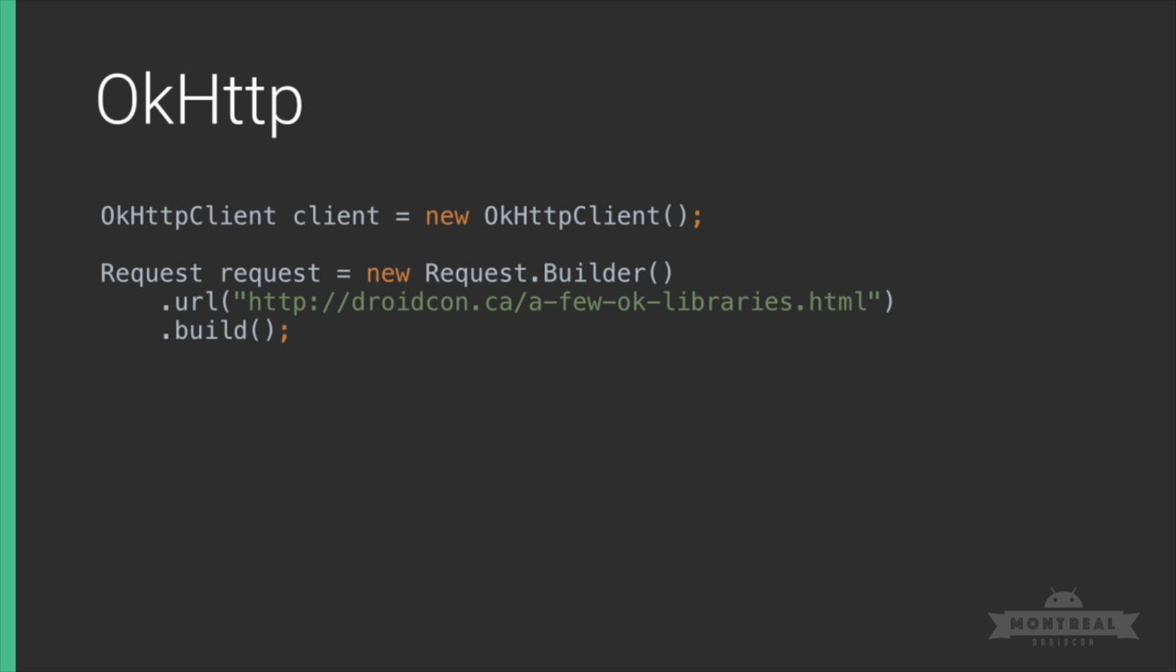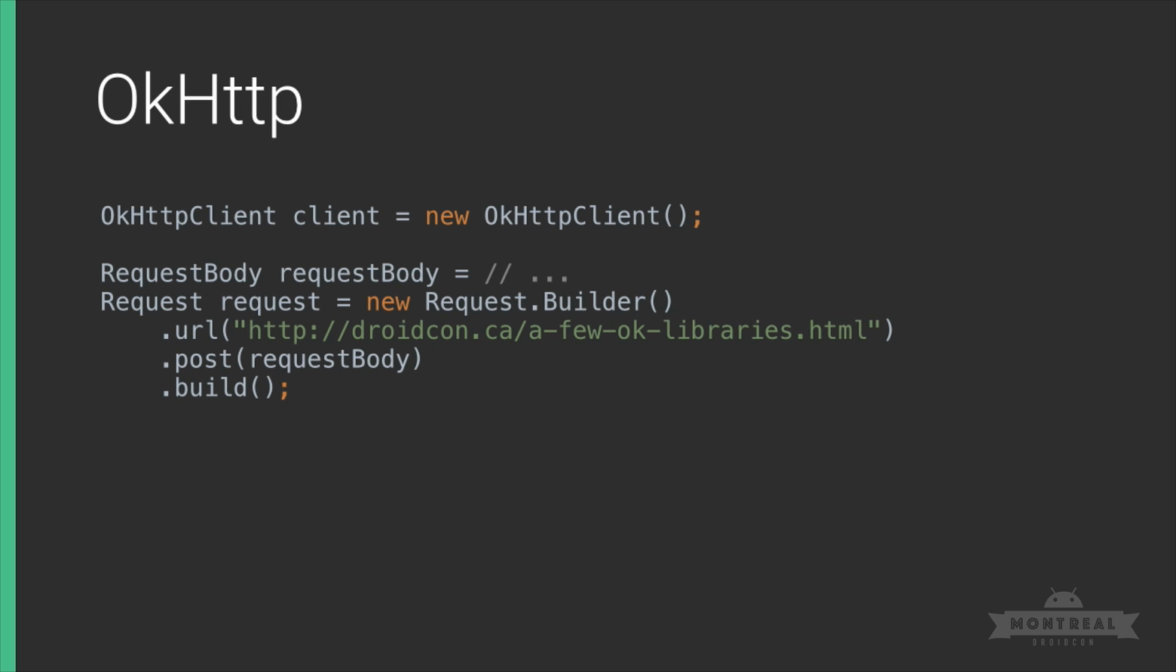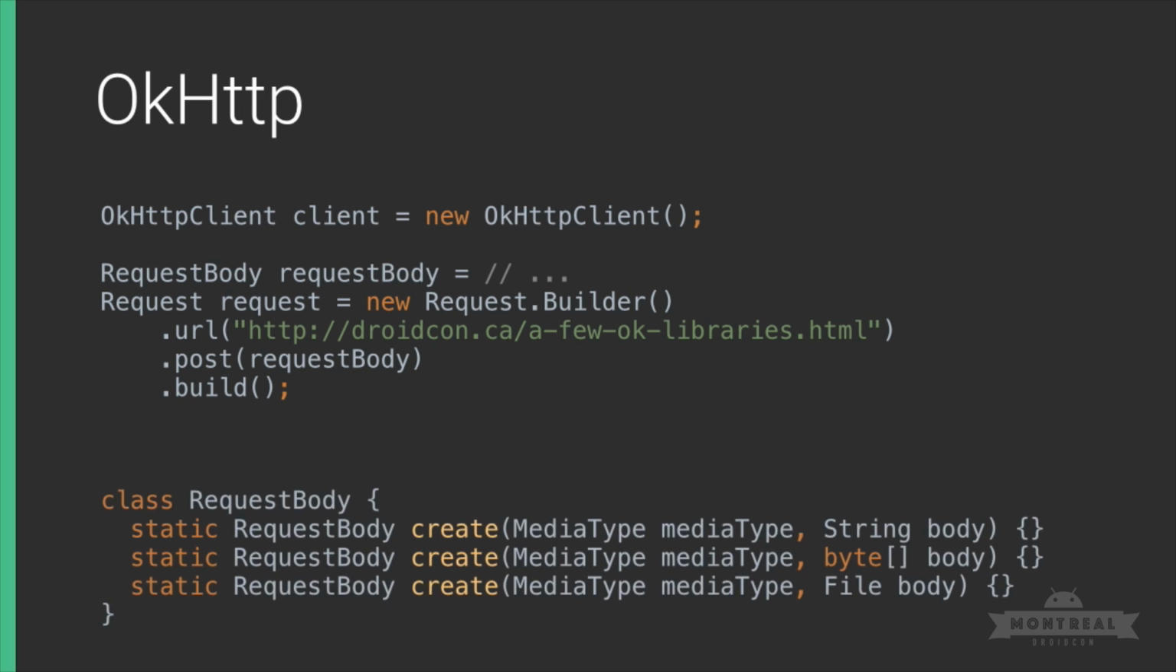Let's start by looking at request. So this is a simple GET request. You pull down this HTML file. No data is needed here, but if we're posting, we need to supply a request body. Request body is an OkHttp class. It has 3 static factory methods for common use cases. So you have some string, you have a file, or maybe you have a byte array, and the media type is just the content type. So it's application JSON, it's text plain, whatever.